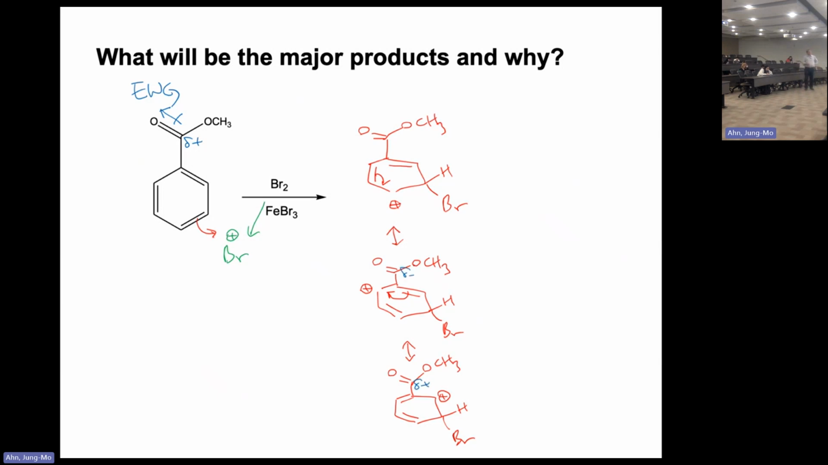Eventually, the proton goes away, and then you get bromine substituted at the meta position. So the carbonyl is a meta director, so that's why it goes to the meta position. You can remember it that way. But as I said, the reason why it goes to the meta position is that the para position makes it really, really bad. They want to avoid that. And the meta is just not as bad as that.